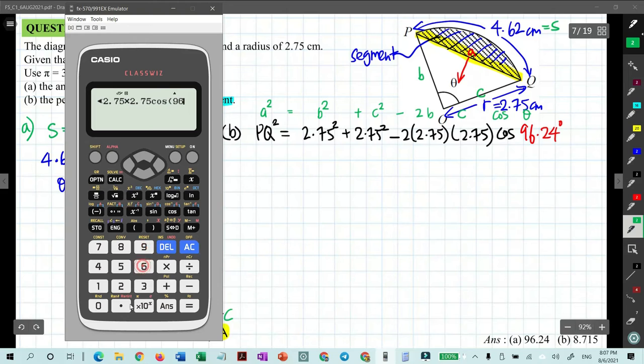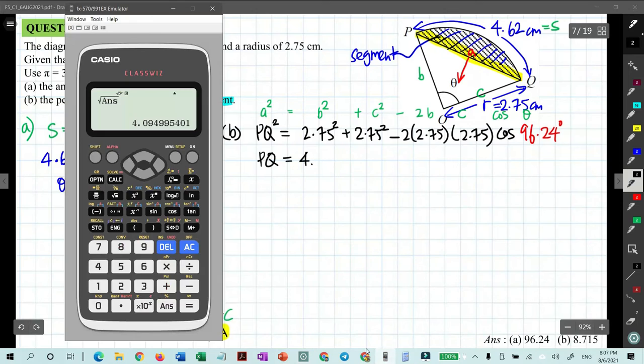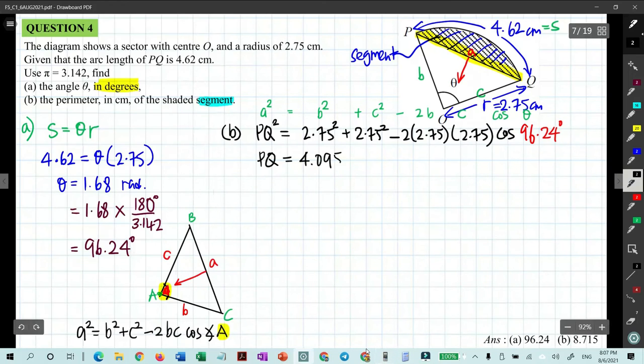96.24. Close the bracket and you press equals. This is the value for PQ square. But what we are interested in is the value of PQ. I'm going to square root this value. And what I get is 4.095, so I round off the value. So PQ is equal to 4.095 centimeters. This is the first method.